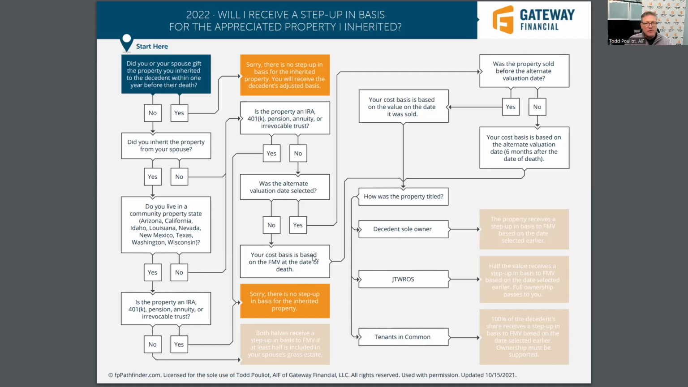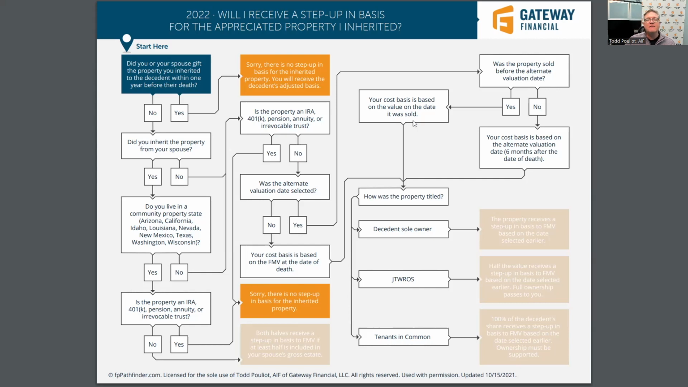Now, I'm going to keep moving along here. Was the property sold before the valuation date, that alternate valuation date? Now, here's a kicker where I see a lot of people really mess this up. If they have yes, your cost basis is based on the value on the date it was sold. And since we've had a volatile market, we can't answer that question if it's at a high or low portion of 2022, or whenever you're viewing this video at some later date.